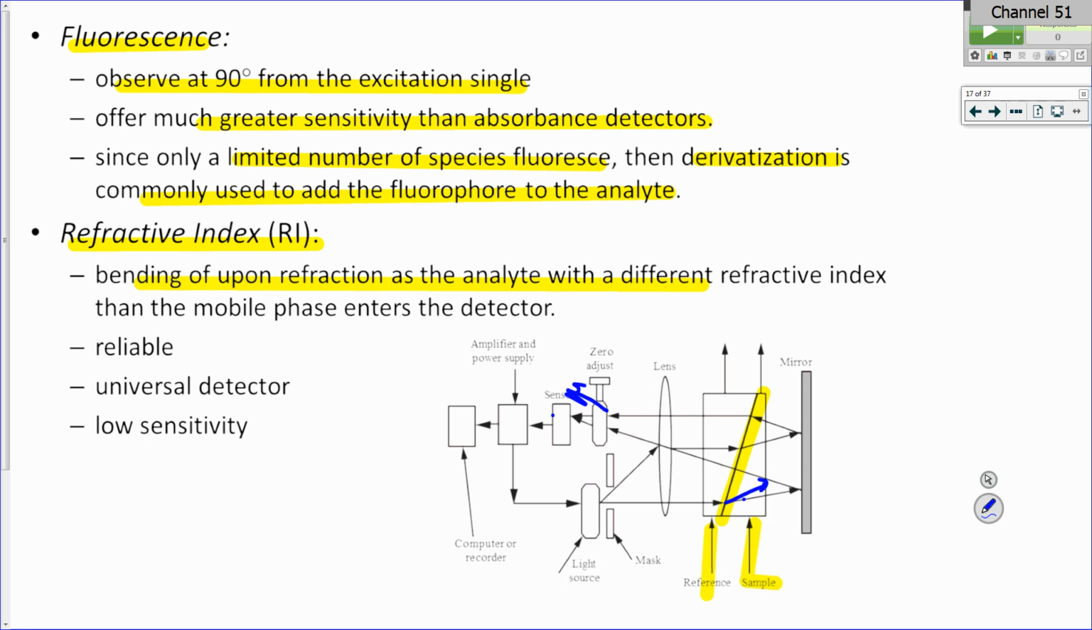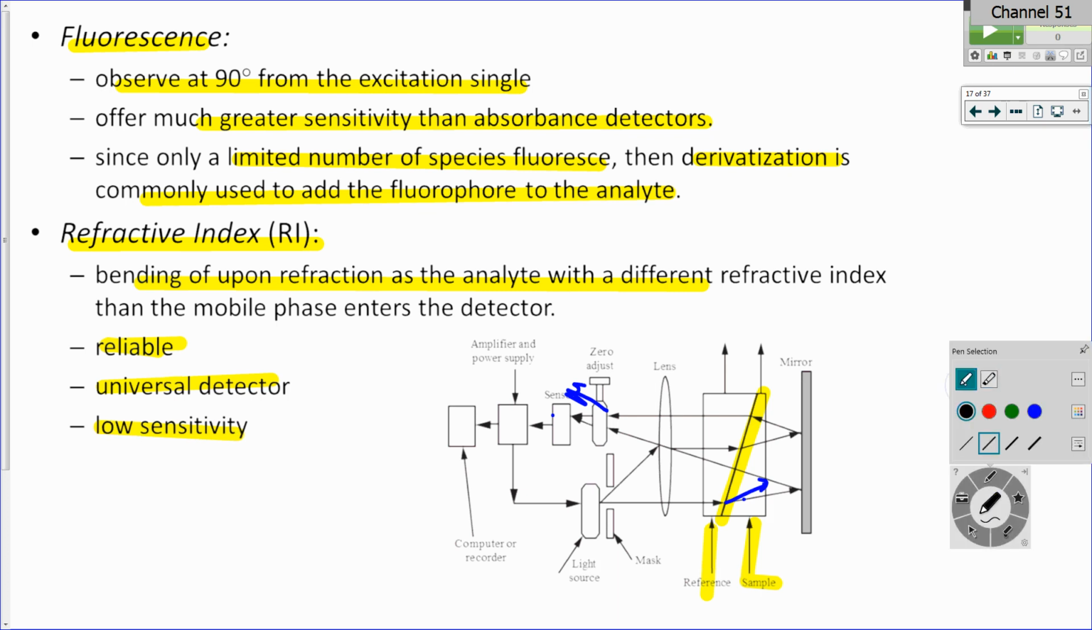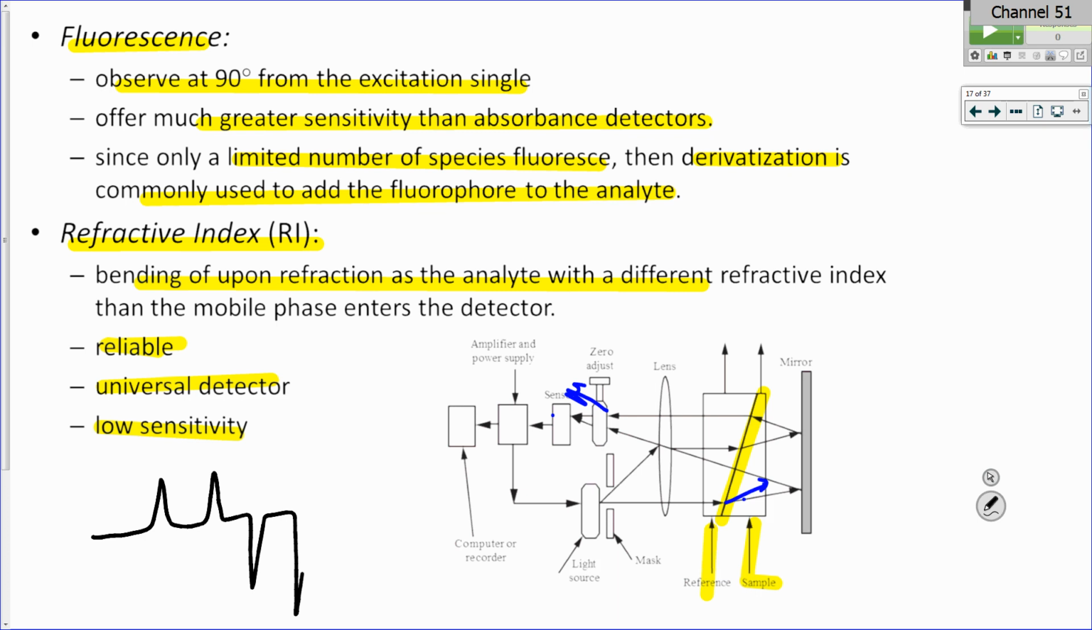So the good thing about this is that now you don't have to have a chromophore. You can see about anything. They're fairly reliable. It's a universal detector. The problem with it is that it's pretty low sensitivity. The other thing that makes it a little bit more complex is that when the peaks come off of it, depending on what the refractive index is, sometimes it results in positive peaks, sometimes negative peaks. It just depends on the refractive index of that particular compound. Now, we can deal with negative peaks. That's not a problem.